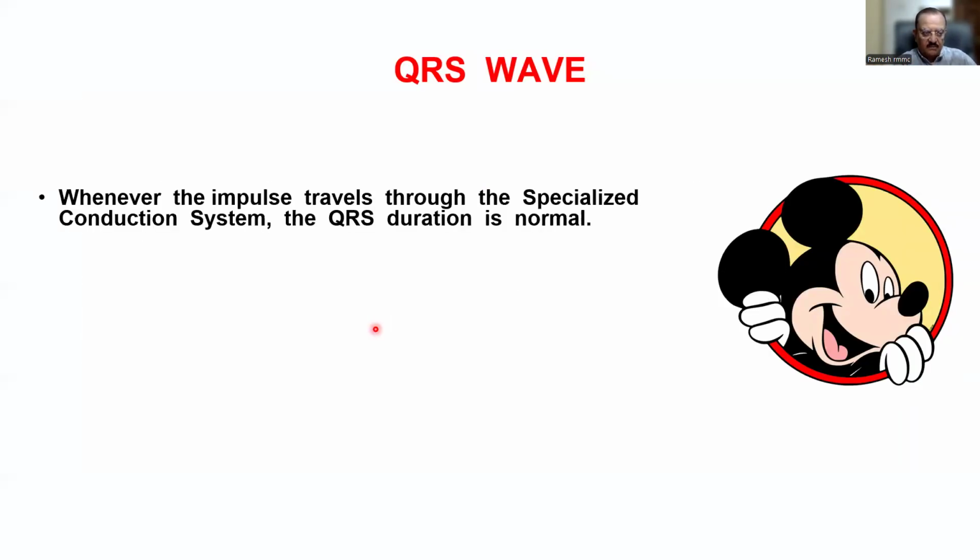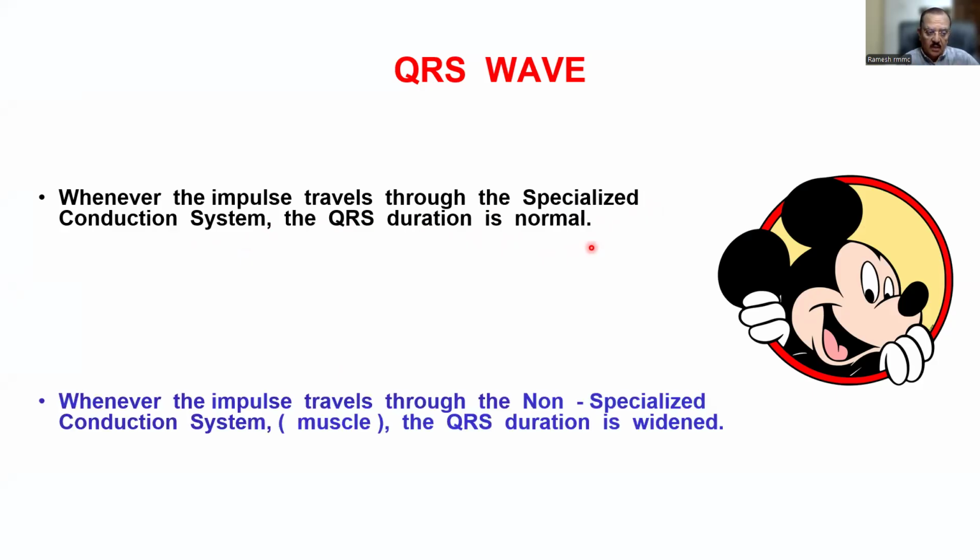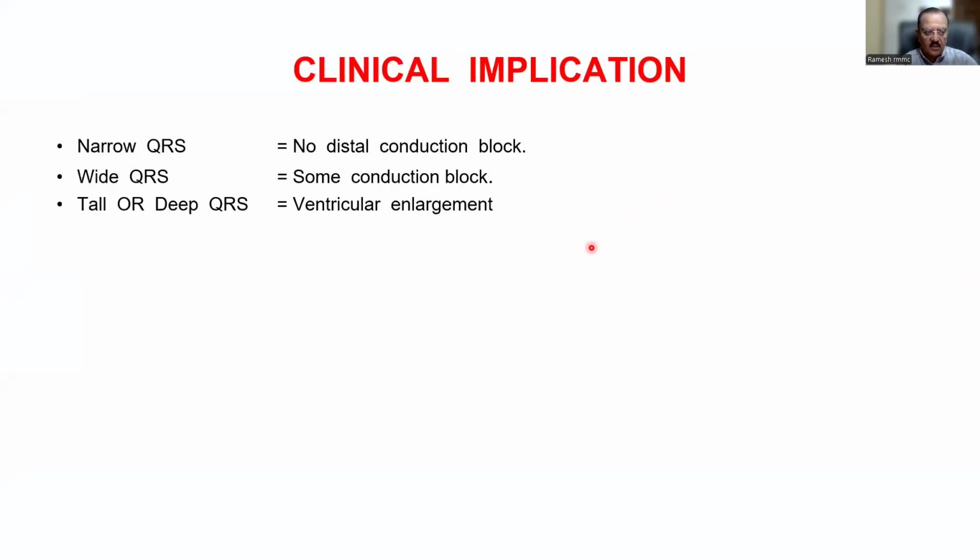Right. QRS: whenever the impulse travels through the specialized conduction system, the QRS duration is normal, or the QRS will be narrow. Whenever the impulse travels through the non-specialized conduction system, like muscle, then the QRS duration is wide. That's all. So from the QRS, what you will diagnose is whether there is any conduction block, any block anywhere. That's what you have to diagnose from the QRS.